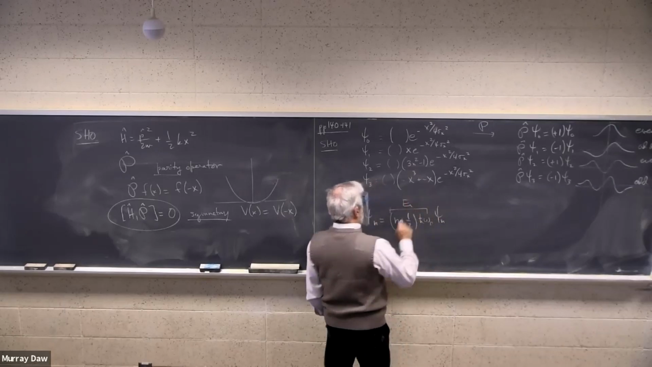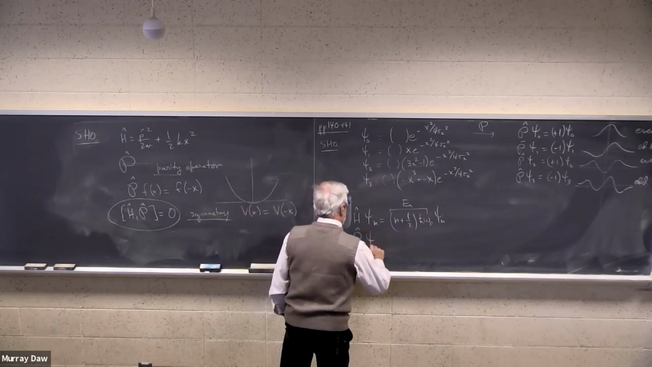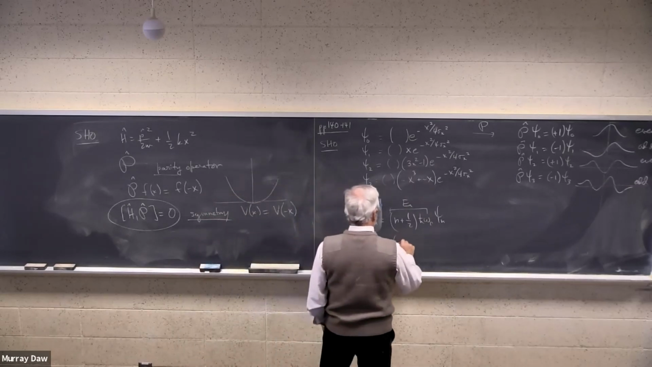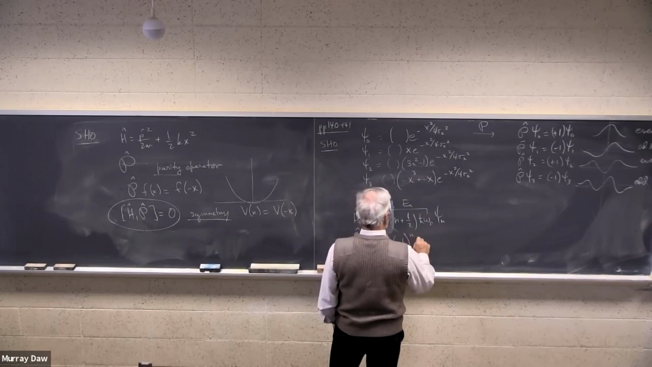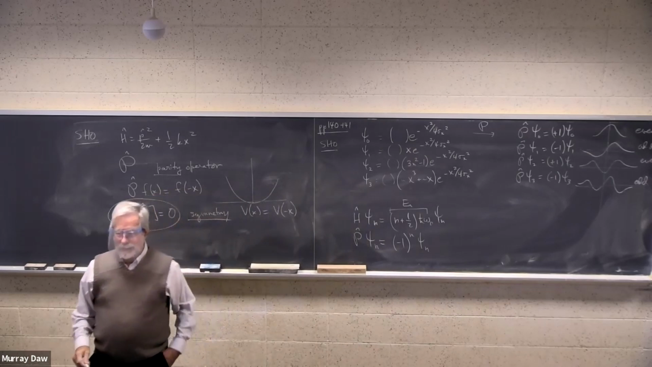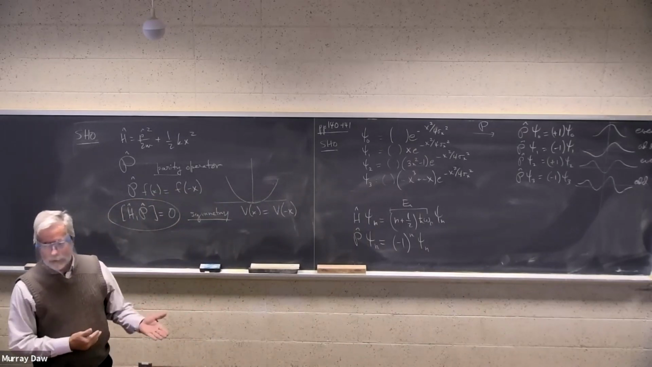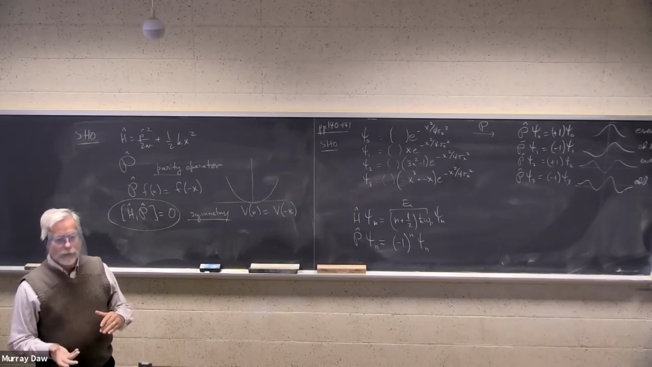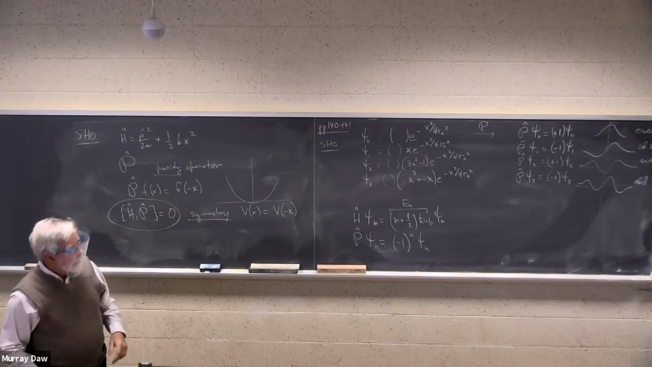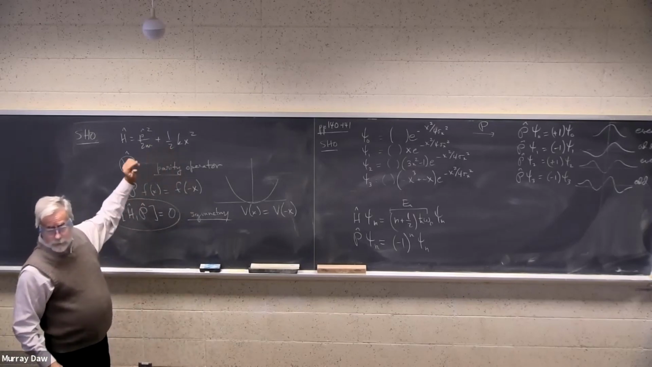Here, and they're also eigenfunctions of the parity operator. We go (-1)^n. If n is even, parity is plus; if n is odd, parity is negative. It's an odd function or an even function. We're going to find lots of this coming up.